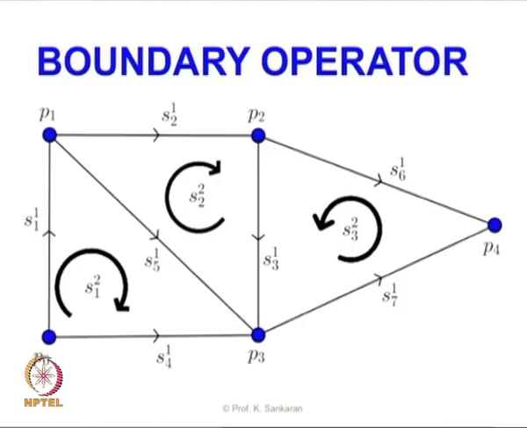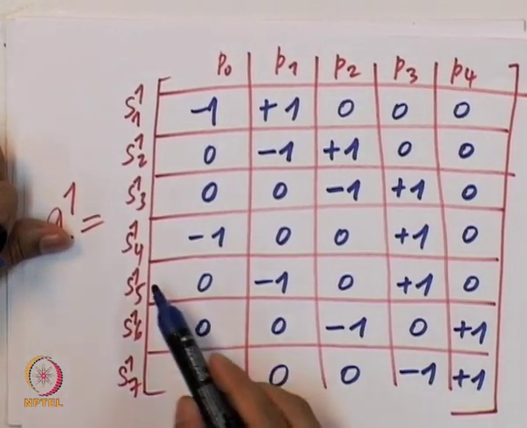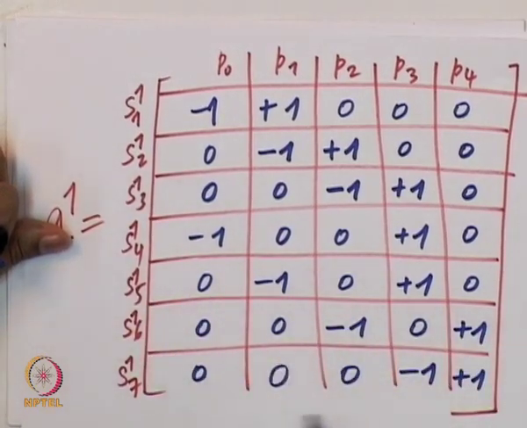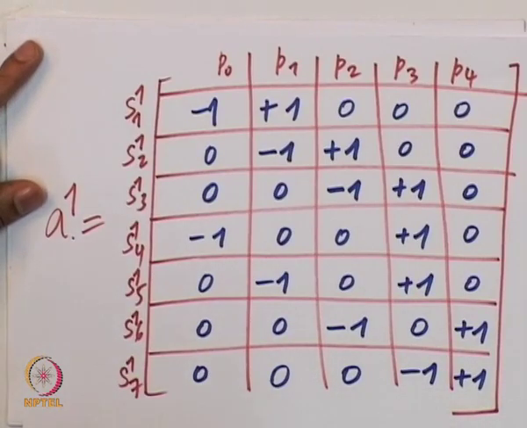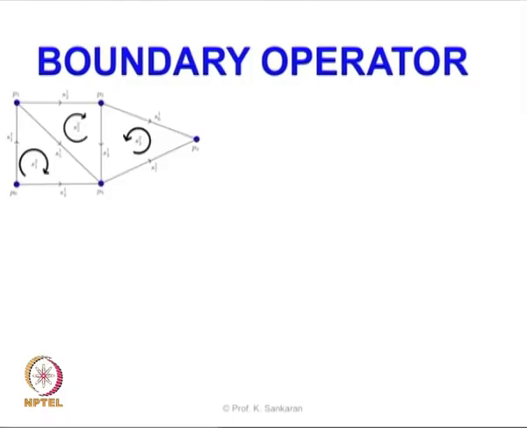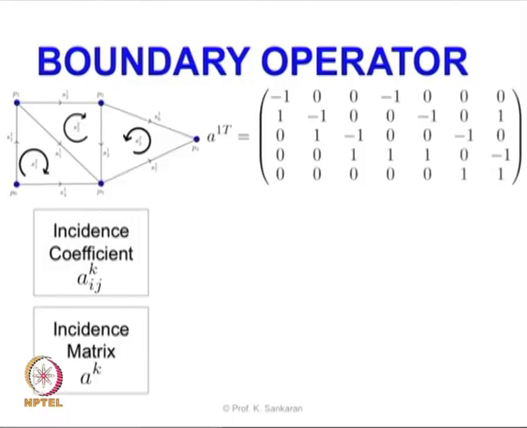Similarly for S17, the last one, it's going away from P3, so it is -1, and it's going into P4, it's +1. The rest are 0. That's what I am putting in the graph here. You can see in the slide the final matrix we will have is as follows. This will be the final matrix of A1, and that one is what we have represented in the next slide as a transposed matrix.